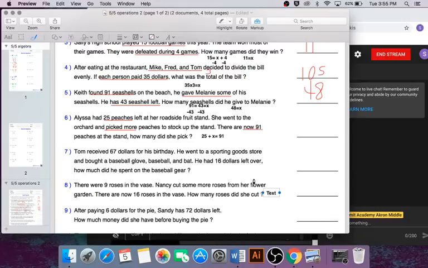Now to solve, we have to do the inverse. So over here we're connected by plus 25, so we're going to subtract 25. Whatever we do to one side, we have to do to the other, so we're also going to subtract 25 from this side as well. Our plus 25 and minus 25 cancel each other out, leaving us with just x on the left side. And on the right side, we have 91 minus 25, which is 66. So the answer would be that she picked 66 more peaches.